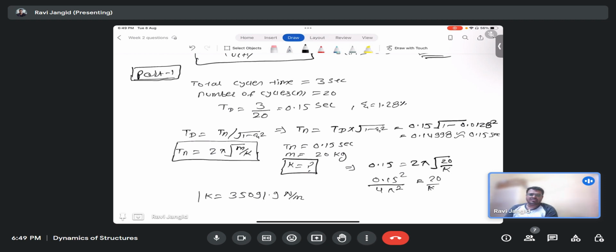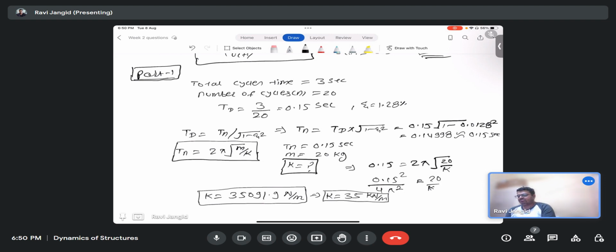Always keep in mind, when we calculate the frequency omega n or the time period, mass would always be in kg and the stiffness would be in Newton per meter, the SI units. Sometimes students make the mistake of keeping the stiffness in kilonewton. And sometimes if you find a question where the mass is given in pounds or something else, you need to take care with the units. So that is my stiffness, or I can write it as k is equal to 35 kilonewton per meter.